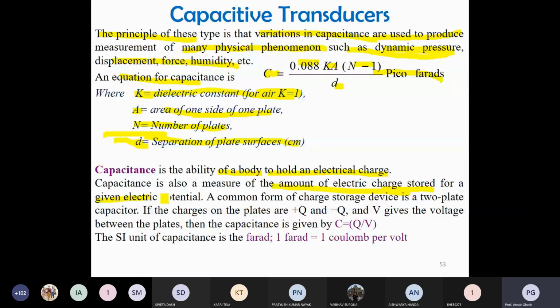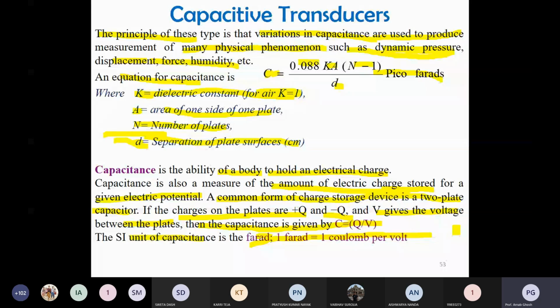A common form of charge storage device is a two-plate capacitor. If the charges on the plates are plus Q and minus Q, and V gives the voltage between the plates, then the capacitance is given by C equal to Q by V. That's a common formula, you know that one. The SI unit of capacitance is the farad. So 1 farad equals 1 coulomb per volt. You already know the basic thing.